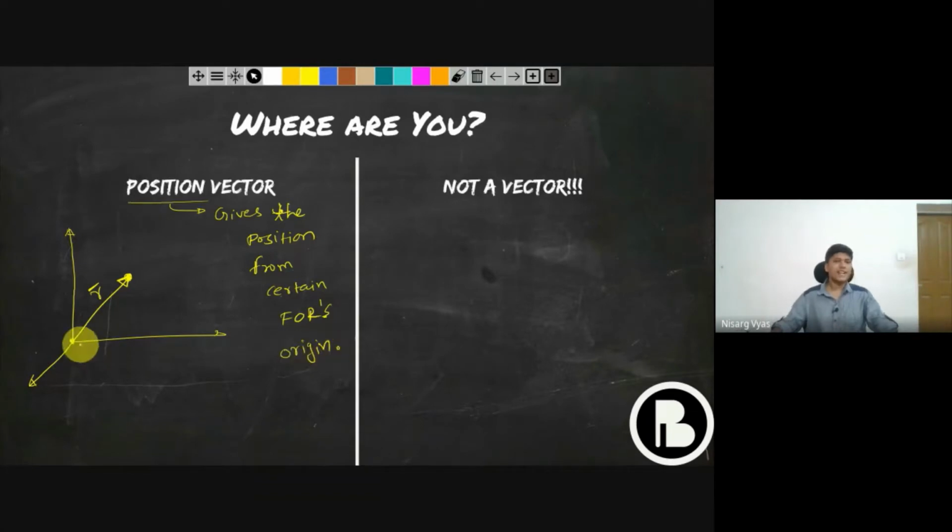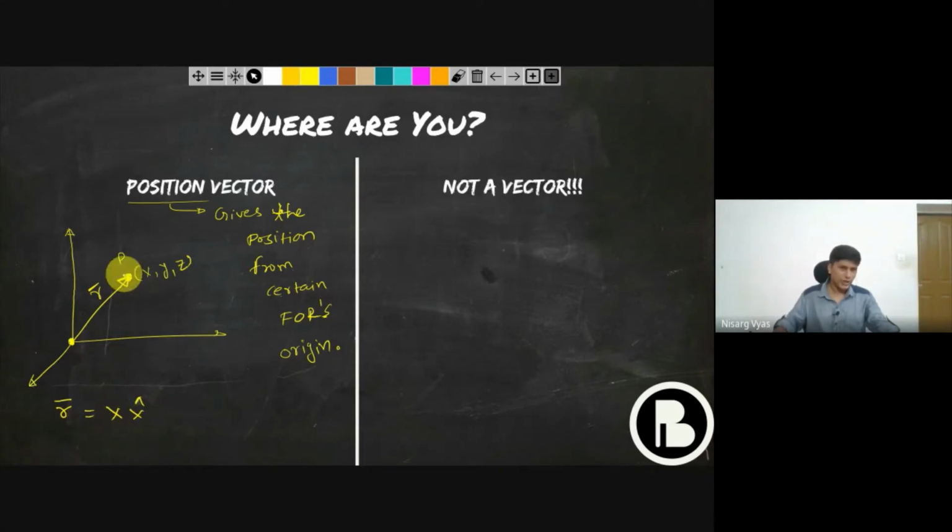You get the idea that it is one kind of vector whose tail lies on the origin, whose head lies on the point XYZ, whose position we want to find. So the vector lies like this. This is known as the position vector. How do we write the position vector? In components, we write it like this.